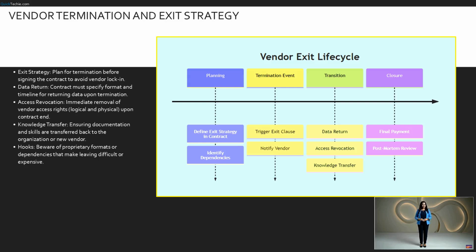The timeline of a vendor exit begins at planning, defining the strategy in the contract. When the termination event occurs, we trigger the exit clause. We move to transition, where data is returned, access is revoked, and knowledge is transferred. Finally, at closure, we make the final payment only after all conditions are met.